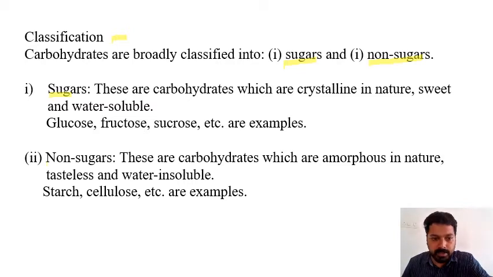Coming to the non-sugars, they are carbohydrates which are amorphous in nature; they don't have any kind of crystalline nature. They are tasteless, whereas sugars are very sweet in nature, and they are water insoluble. Some examples are polycarbohydrates like starch, cellulose, etc.